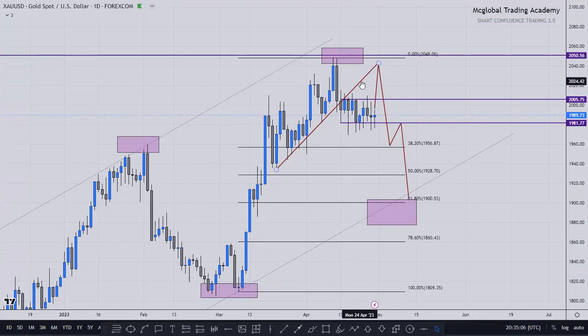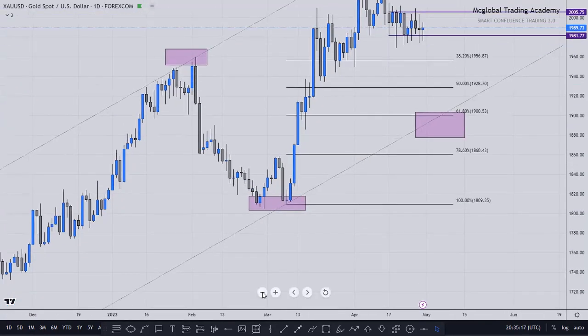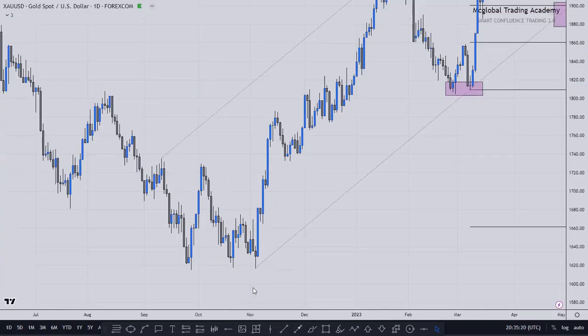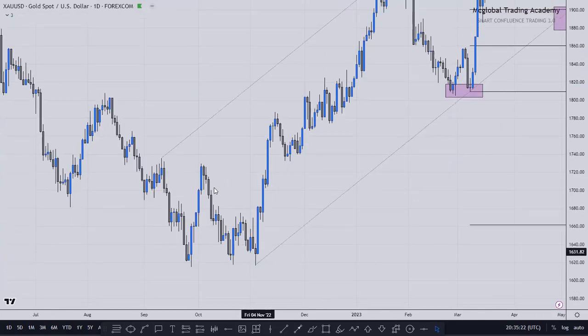So gold is simply waiting time. I can't even go deeper from now. When in a consolidation, we simply wait for the break of the consolidation. But so far, we can see that we have been in a bullish market ever since November 2022. Ever since November 2022, the lower high was broken here around September.